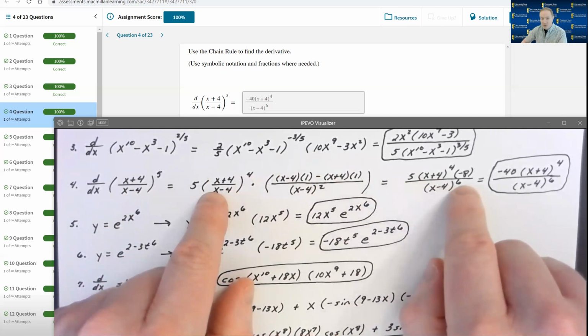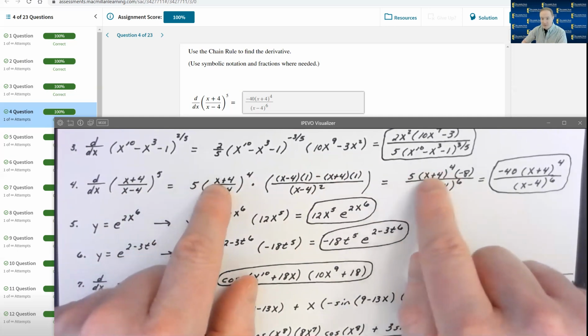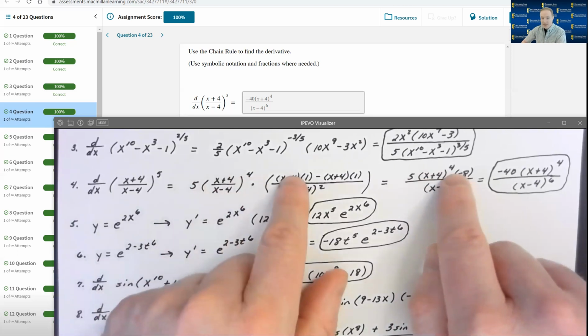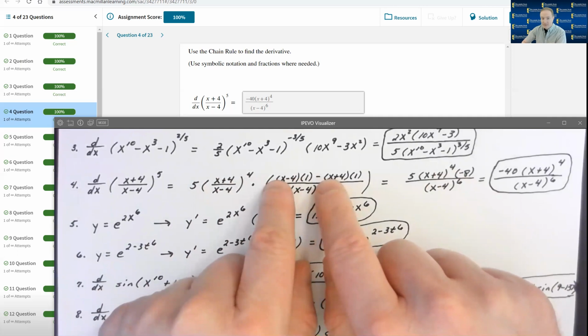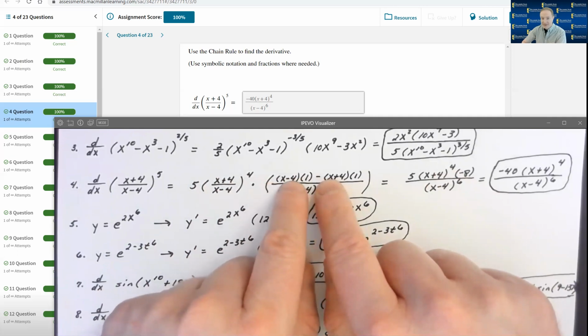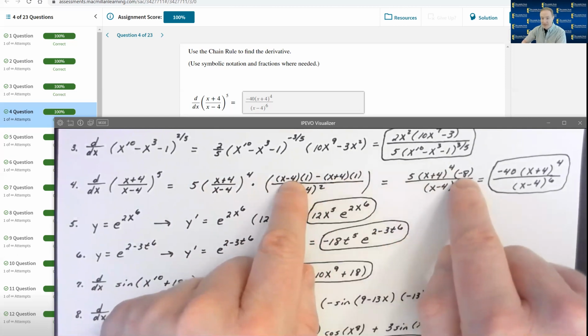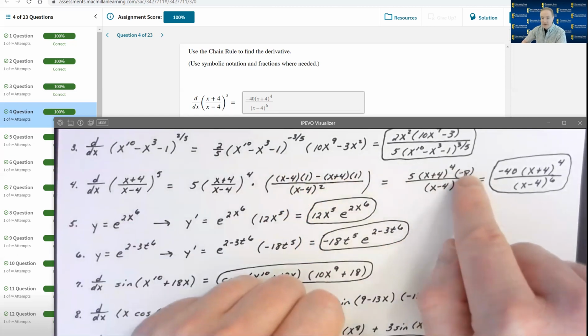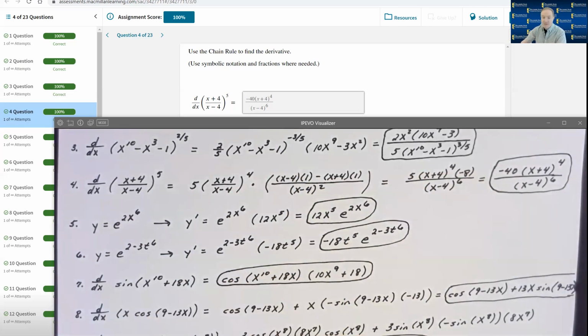Now, in the numerator, I'm going to have a factor of 5 times the group x plus 4 to the 4th, and then whatever I get from this. And please notice over here, you'll have x minus x cancels, but then you'll have negative 4 minus 4. That's where I got my factor of negative 8. Well, now I simplify and say, well, that negative 8 multiplies the 5, and I'll get negative 40 times the group x plus 4 to the 4th over x minus 4 to the 6th power. Final answer there.